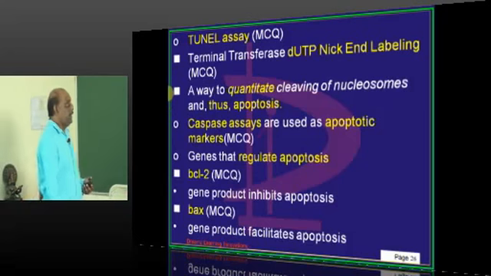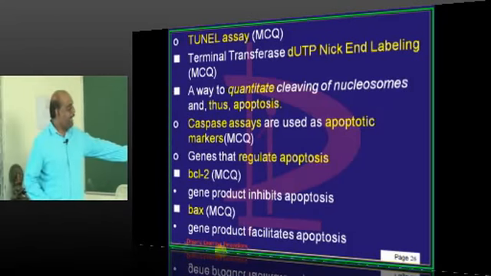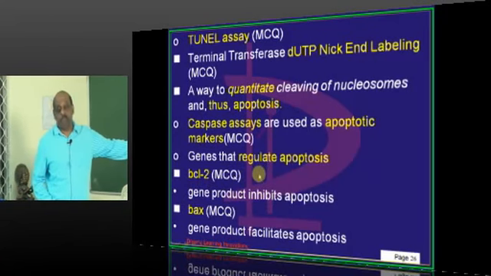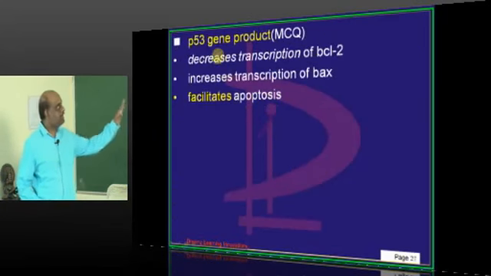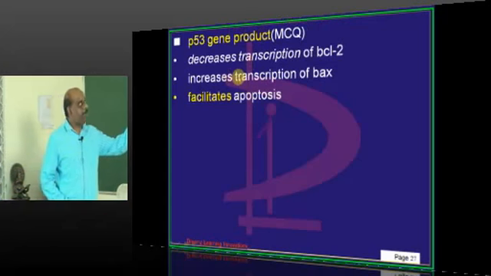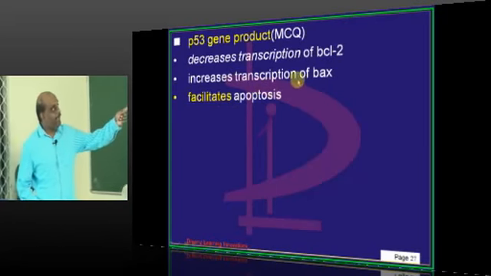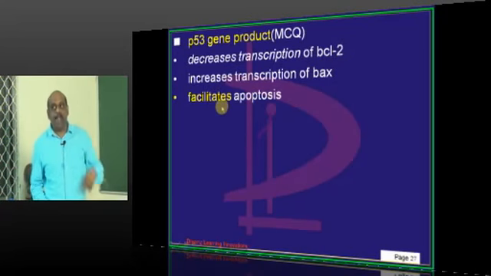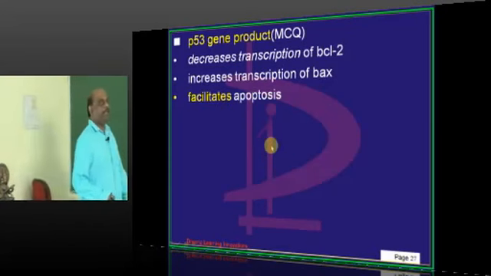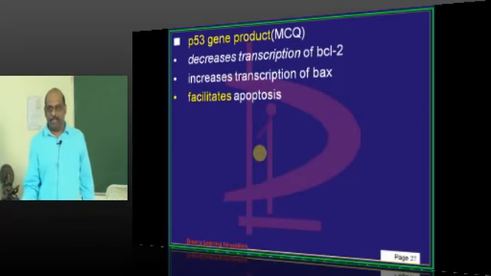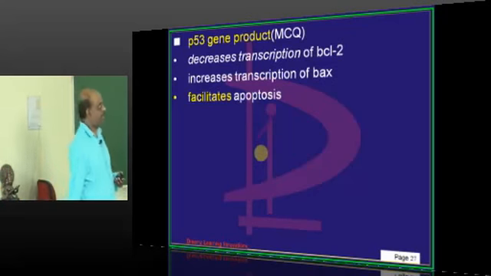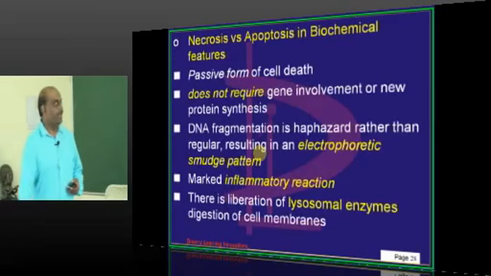So doctor, what genes regulate apoptosis? BCL2, BAX. Which gene product inhibits apoptosis? BCL2 inhibits apoptosis, BAX facilitates apoptosis. P53, what will it do? P53 product will decrease the transcription of BCL2 and increase the transcription of BAX. That's the reason P53 facilitates apoptosis. That's the reason in any P53 loss like Li-Fraumeni syndrome, there is nobody to facilitate apoptosis, so apoptosis doesn't occur, then tumor will grow. That's the reason there is tumorigenesis in P53 loss in Li-Fraumeni syndrome, which needs to be remembered.